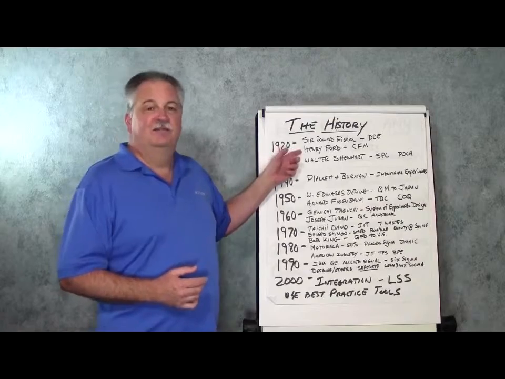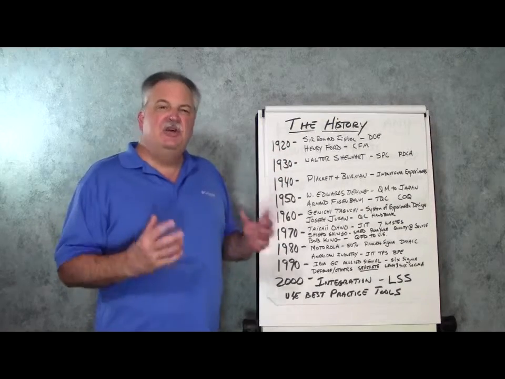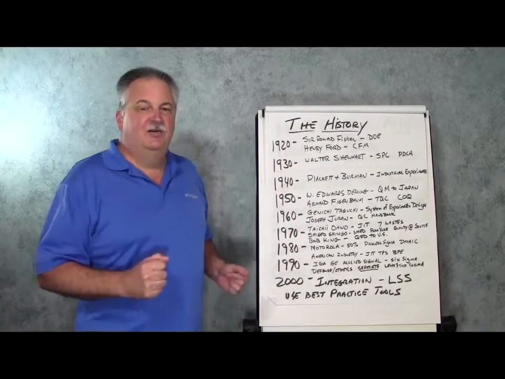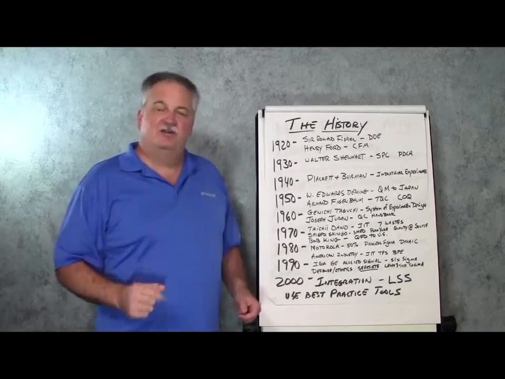How about Henry Ford with the River Rouge plant? Continuous flow manufacturing. Raw materials in one end, cars rolled out the other end. You could have any color of a car you wanted as long as it was black.